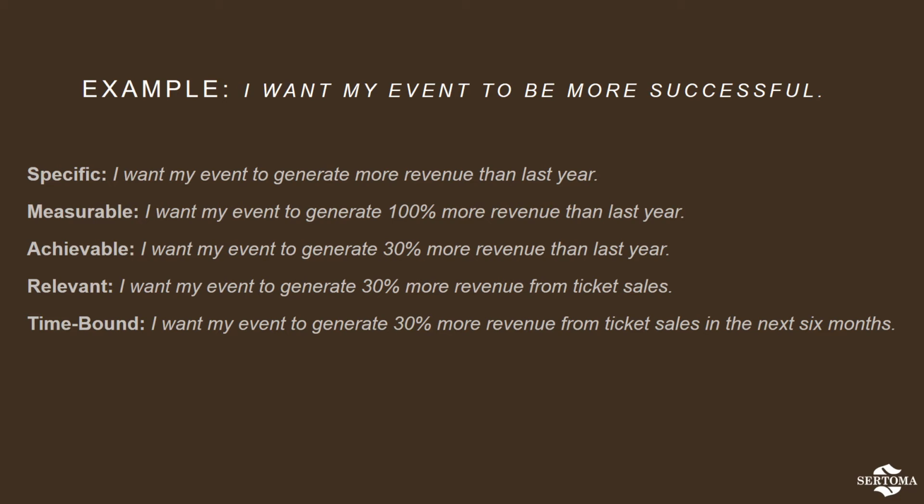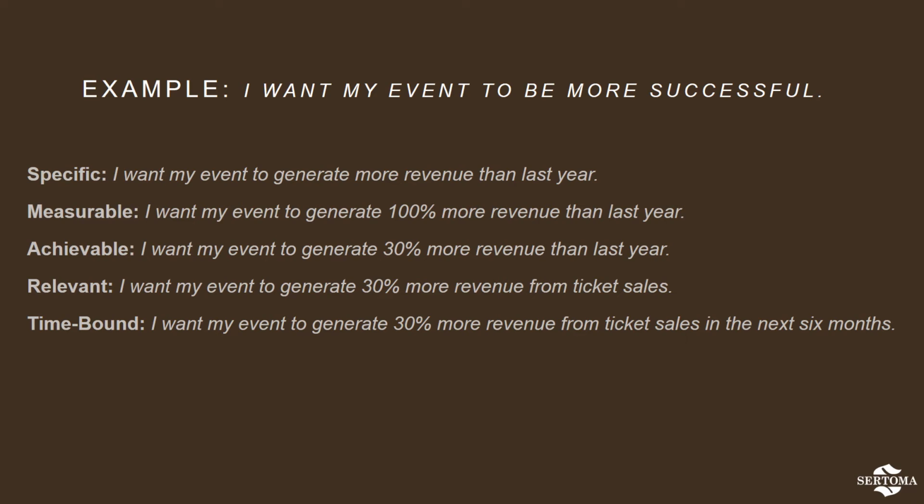We'll start with a very basic goal. I want my event to be more successful. So how do we make it SMART? Consider the following evolution, where each step brings you closer to a realistic and focused goal. Make it specific. I want my event to generate more revenue than last year. And then measurable. I want my event to generate 100% more revenue than last year.